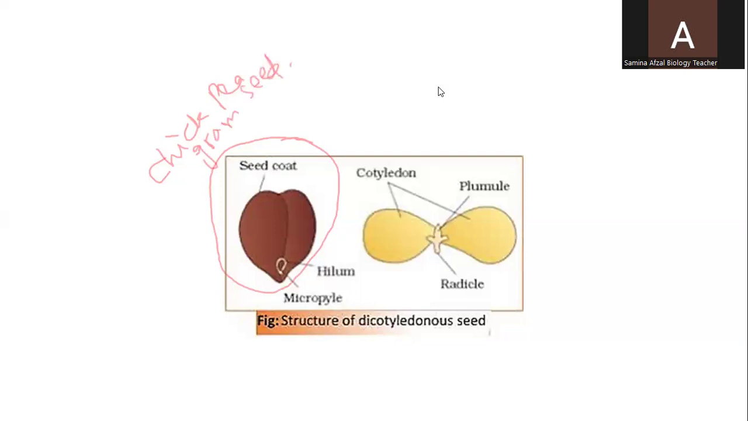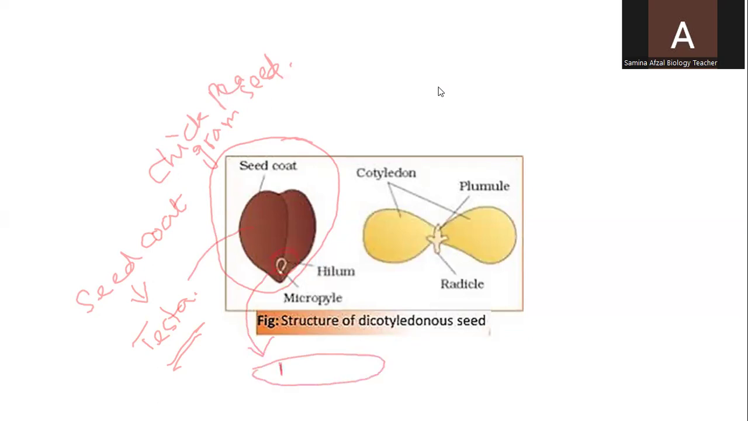Here you can see the outer covering, which is called the seed coat or testa. And the hilum. The hilum is that part of the seed with which it is attached to the pod. This is a pod and the seeds are attached to the pod. The point at which the seed is attached to the pod is called the hilum.